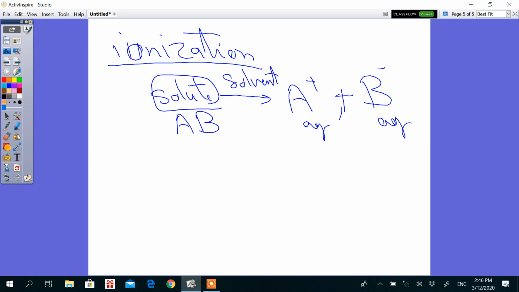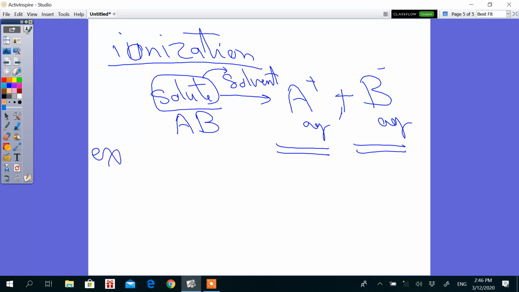When we add the solute to the solvent, the action of the solvent on the solute dissociates it, or separates it, into its ions, A positive and B negative. We will take an example on that.